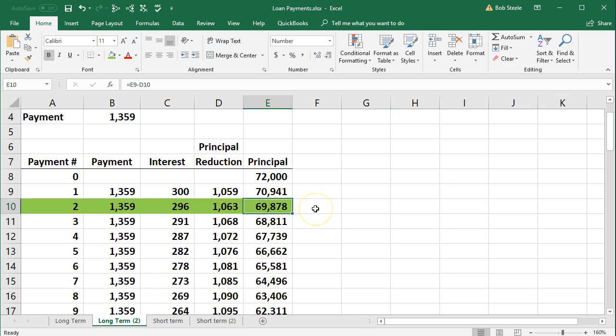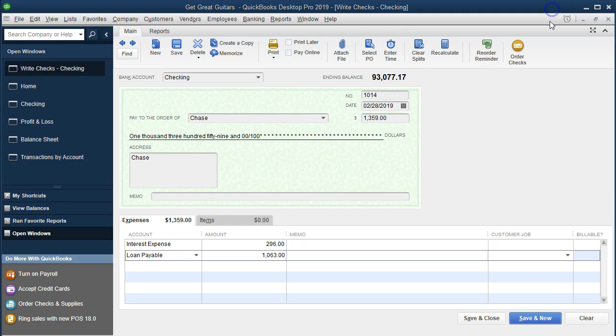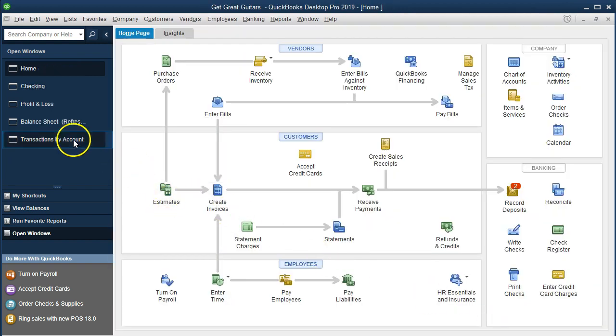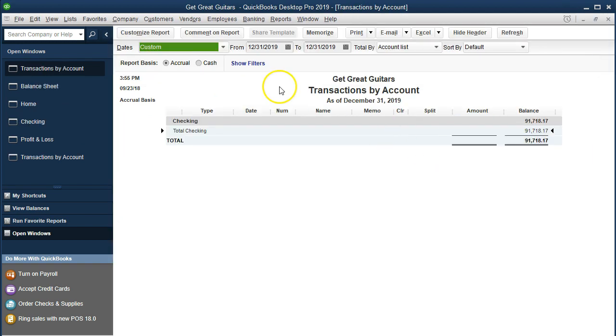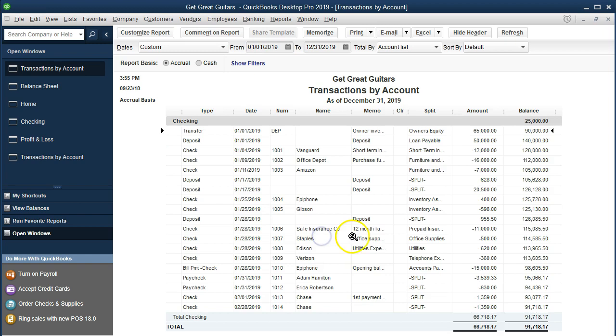Our principal amount after we record this should be 69,878. So let's see if that is the case. We're going to minimize this and save and close. And then we'll go to the balance sheet. And we will say, okay, cash should have gone down, of course. Double clicking cash. Changing the dates. Beginning date 01/01/19. And so there's the second cash amount. Notice these two are the same.